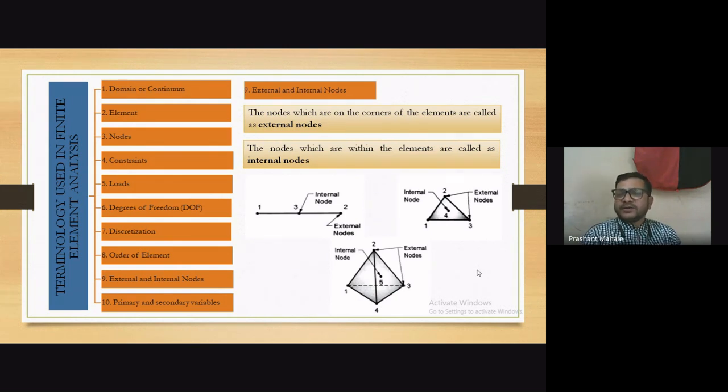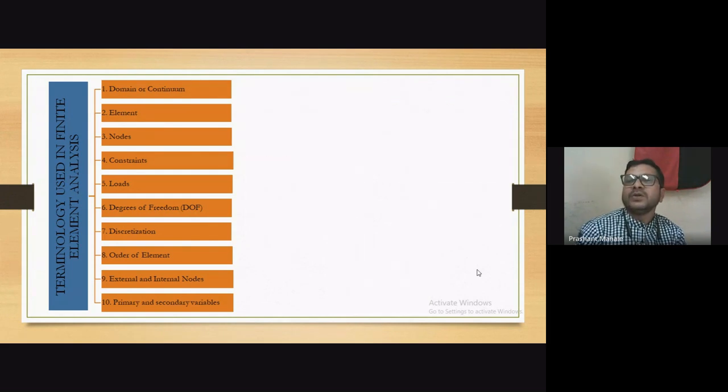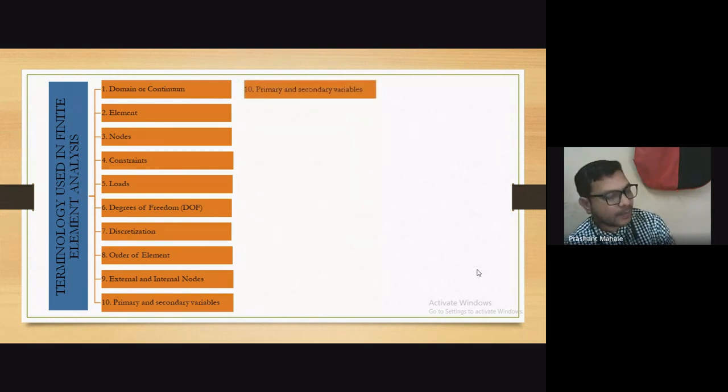Why am I discussing this terminology? Because we are going to use these terms in the coming sessions. At that time, you must understand what I am talking about. I'm going to say that there are two internal nodes, and so on. You must understand the meaning of internal node, external node, degree of freedom, order of element, discretization, load, constraint, like that. So the last, the 10th, we'll see, and then we'll go for attendance.